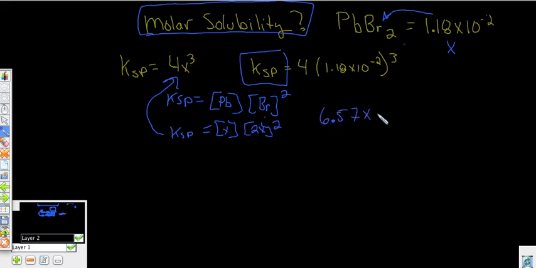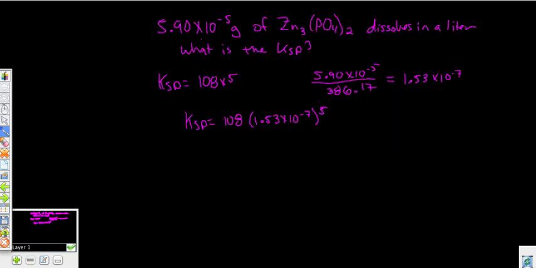6.57 times 10 to the negative 6 is what I got on that. And so then that is actually the KSP. So that's what we just calculated, KSP from molar solubility. And so that's one kind of practical way of using this expression right here.